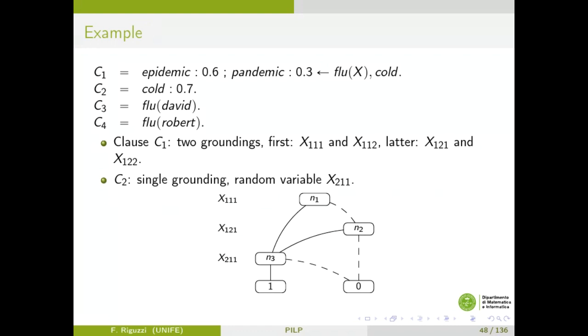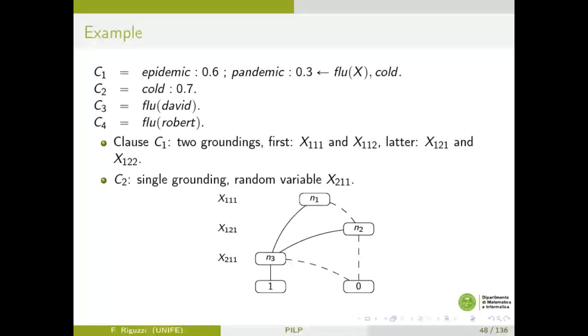Then you know that the climate is cold with probability 0.7 and David and Robert have the flu. So you have 2 constants and a clause with a variable. So this clause generates 2 ground clauses, one with X replaced with David and one with X replaced with Robert. So clause C1 has 2 groundings, okay? Each grounding has 3 atoms in the head. So you have a multi-valued random variable, and you have to encode it with Boolean variables. You use n minus 1, so 3 minus 1, 2 Boolean variables. So for the first grounding, you have Boolean variables X111, X112, and for the second grounding, you have X121 and X122. Clause C2 has a single grounding because it has no variables, and you have a single Boolean variable X211.